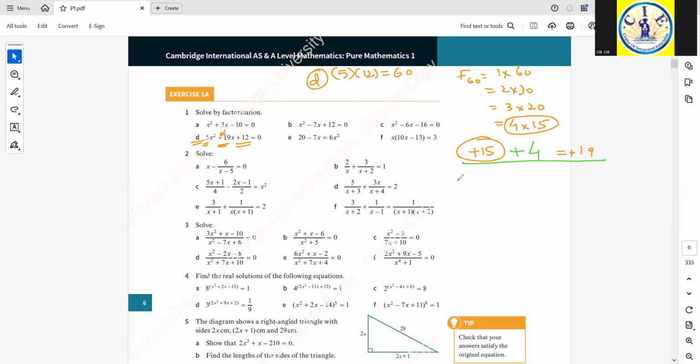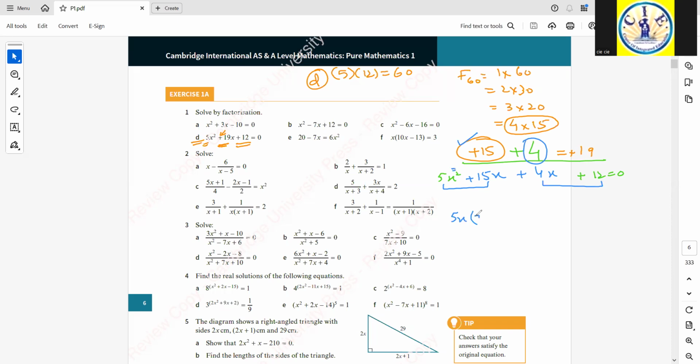Okay, now let's start solving the question in part D. 5x square plus 19x plus 12 equals 0. So for the middle term, I should have plus 15x, this one, and then this one, plus 4x. And now pairing them up, the first pair will give me 5x as a common factor.